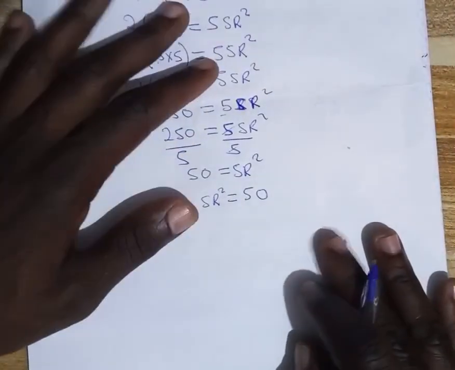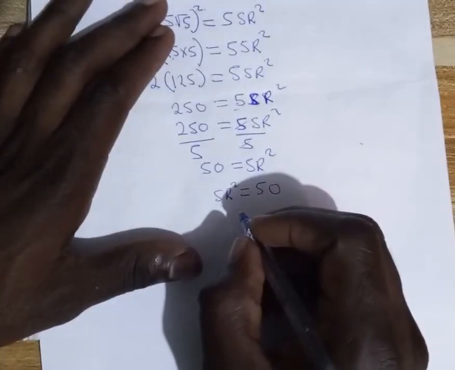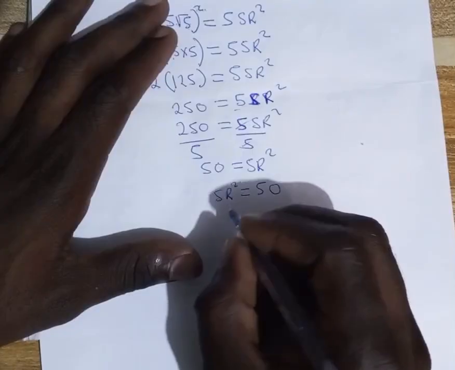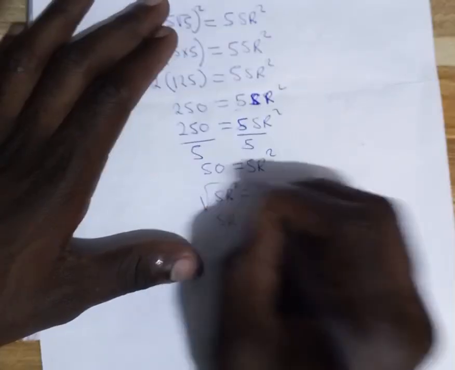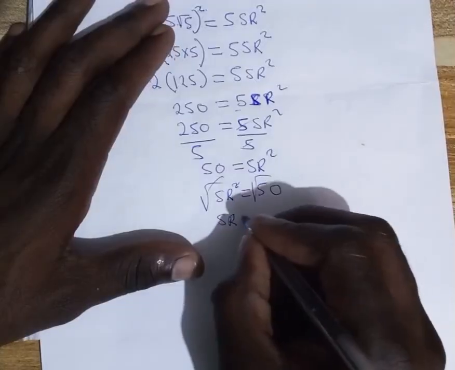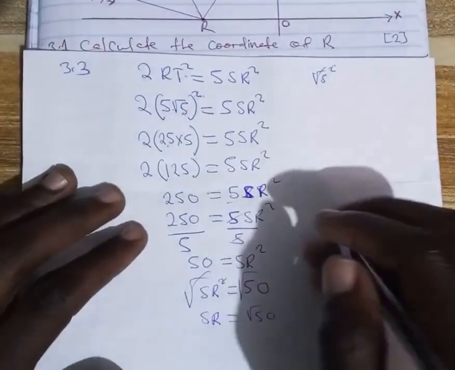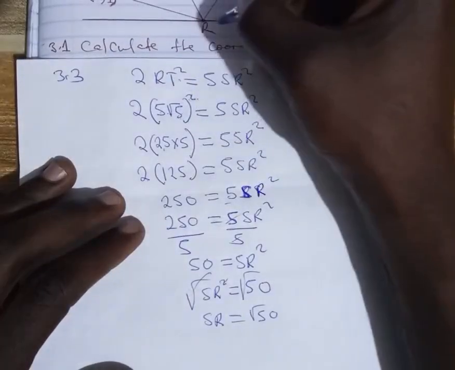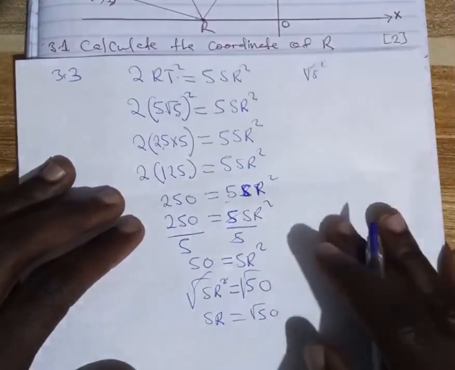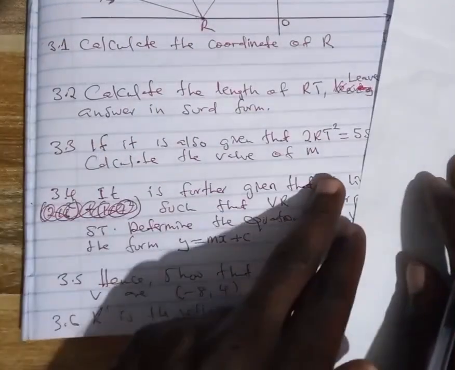Now, when you reach this stage, we can find SR. So SR is the square root; the square cancels, equal to root 50. This is now the length of S to R. So now to find the coordinate of M is very simple. We have the coordinate of M here. Find the coordinate of M.